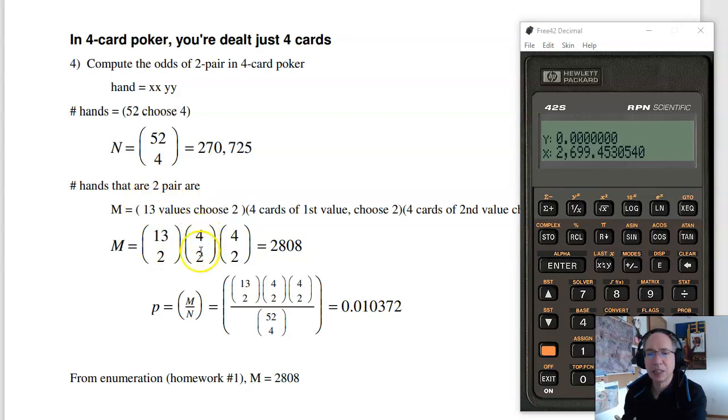Of the 4 jacks, choose 2. Of the 4 3s, choose 2. That gives you 2808, the same number we came up with when we did enumeration. That's one way to check your answer: if it matches the enumeration, you did it right. The probability then is the number of hands that are 2 pair divided by the total number of hands, 0.01.